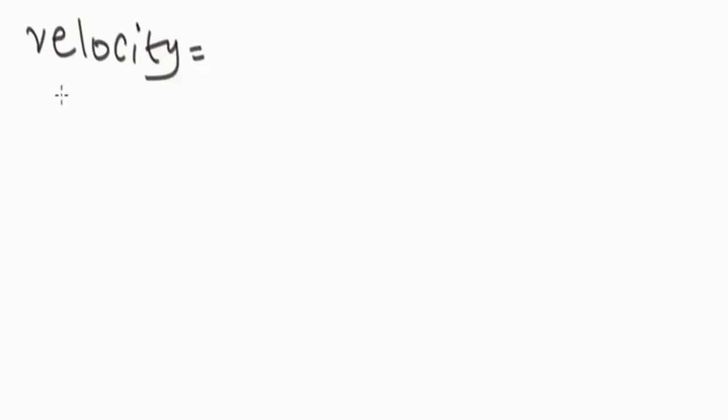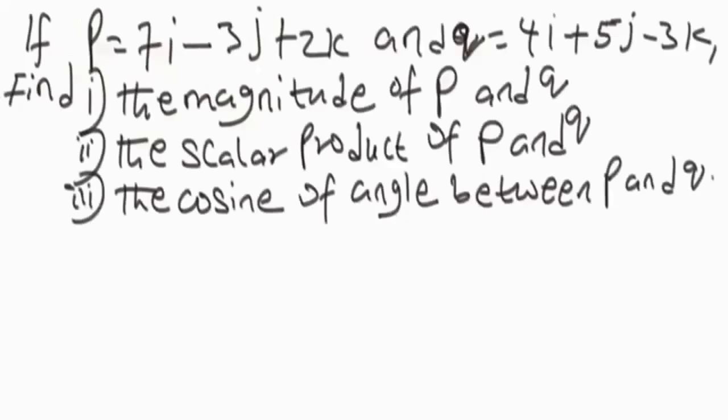Look at unit vectors in 2 or 3 dimensions. So let's look at this question. It says if vector p equals this value and vector q equals this value, find (i) the magnitude of vectors p and q, (ii) the scalar product of p and q, and (iii) the cosine of the angle between p and q.